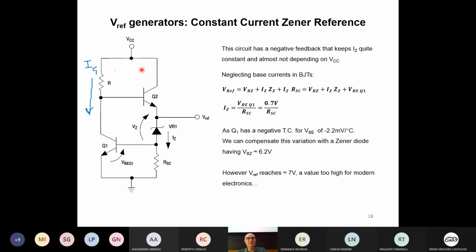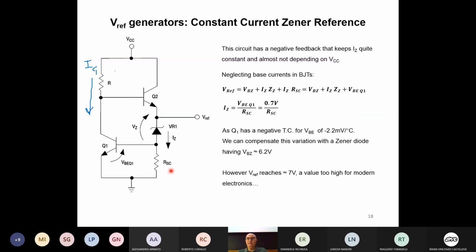Okay? So, again, maybe in a faster way. If we increase the VCC, the system will increase the current through Q2. But this will increase the current and the voltage across RSC, will increase the collector current of transistor Q1, and so the collector and the base voltage of transistor Q2 will decrease. Decreasing this voltage will decrease the current through Q2 in order to stabilize the current across the resistance RSC.